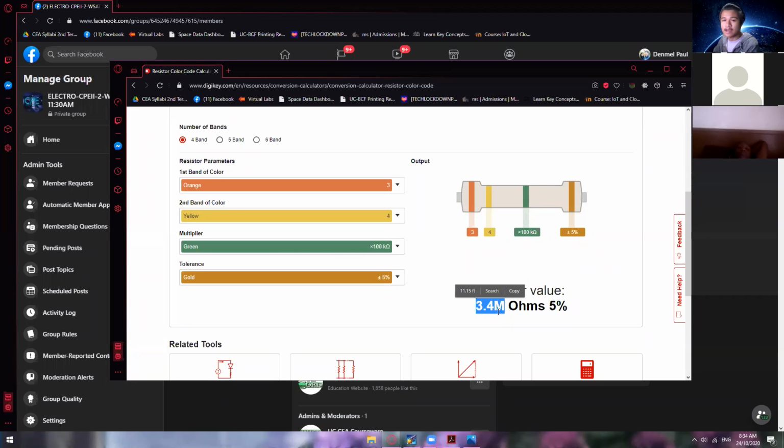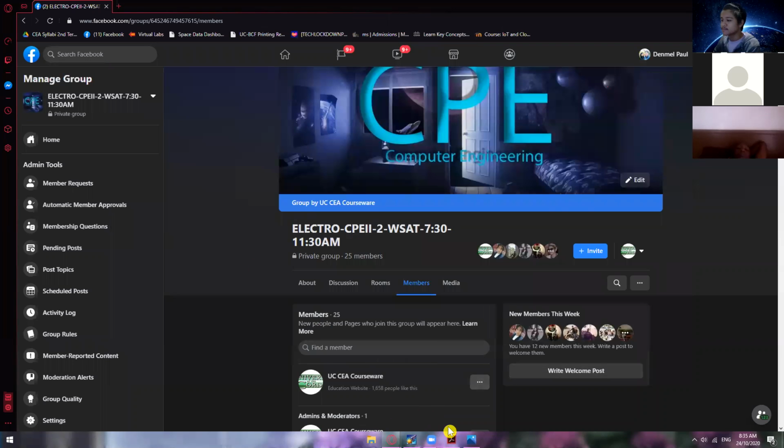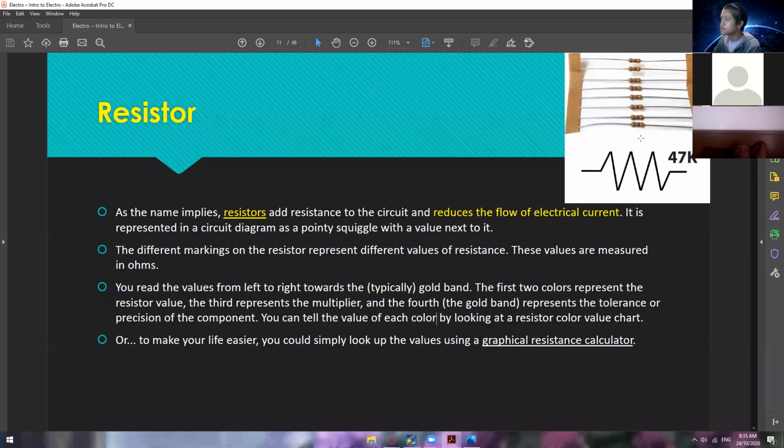So meaning it has a range, let's say from this 3.4 M plus 5% of that one, or less 5% of 3.4 M. So it has a range or an acceptable value within that range. Okay. So sometimes it's not accurate. It's not really 3.4 M, but sometimes it's 3.45 M or 3.38 M or 3.35 M. Okay, so that's how to know the value of the resistor.